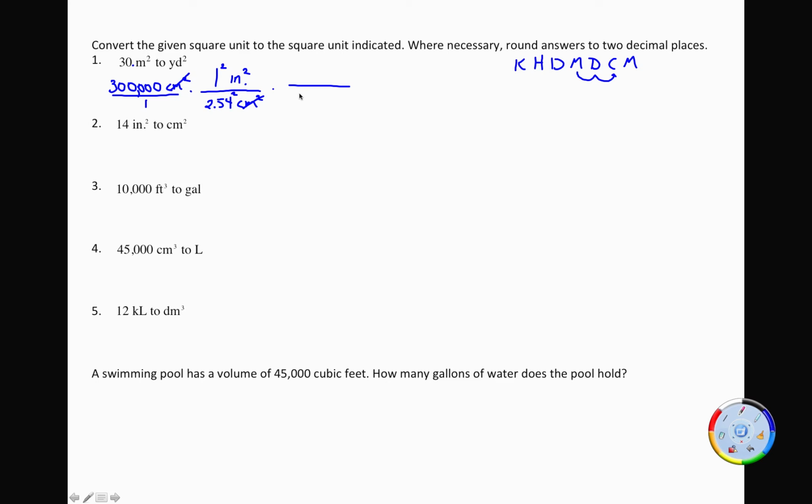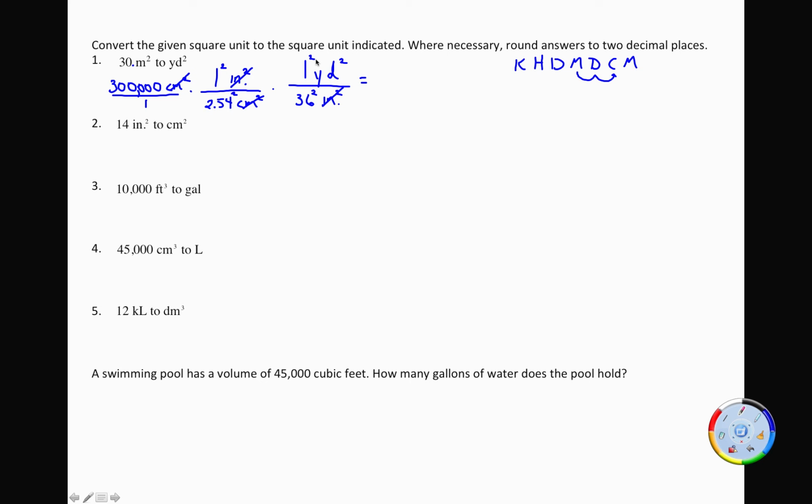I might know that there's 36 inches in a yard, but again, be careful. This is square inches and this is plain inches. So in order to adjust for that, I need to square this unit fraction so that my square inches and square inches will divide out, and all I'm left with are square yards.